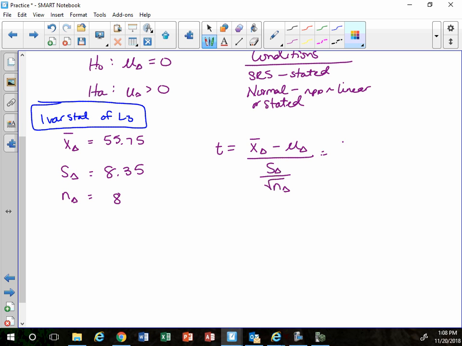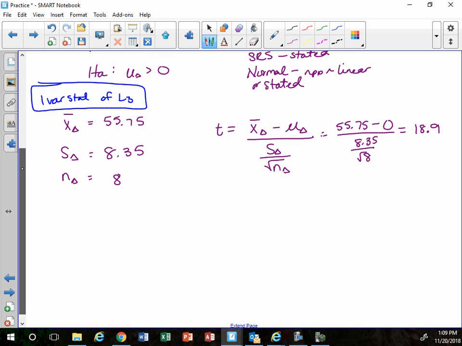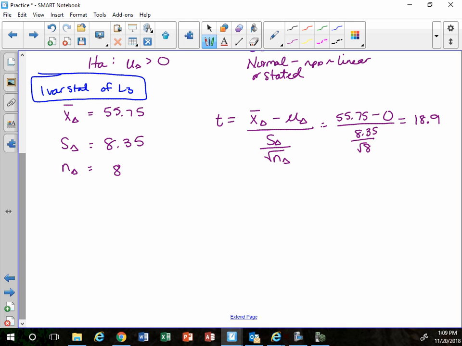So we are looking at our 55.75 minus, okay, what is mu of delta? 0. Yeah, that's what you're starting with in your null there. Over 8.35 over square root of 8. Key it in, see if you get what I get. Is everybody okay with the 0 in that? Okay. You're getting like 18.9.